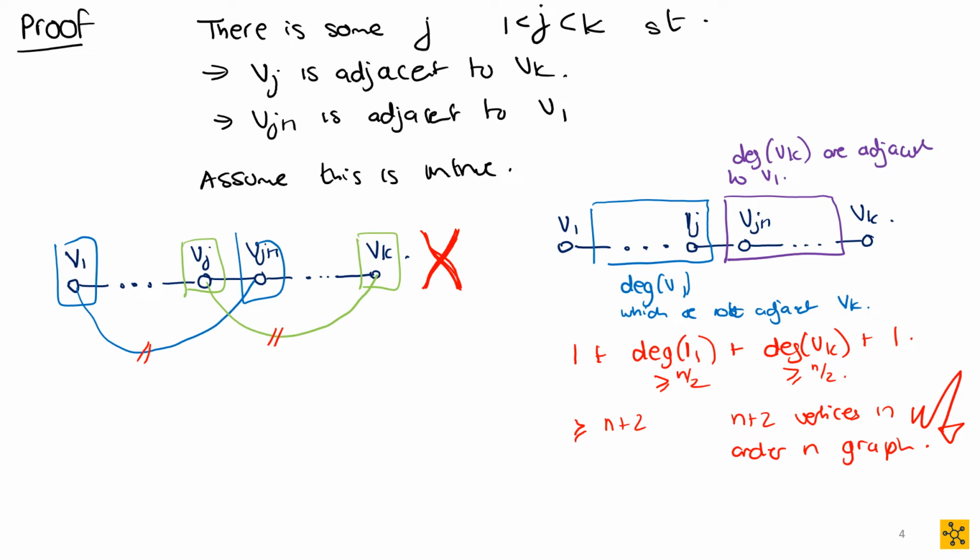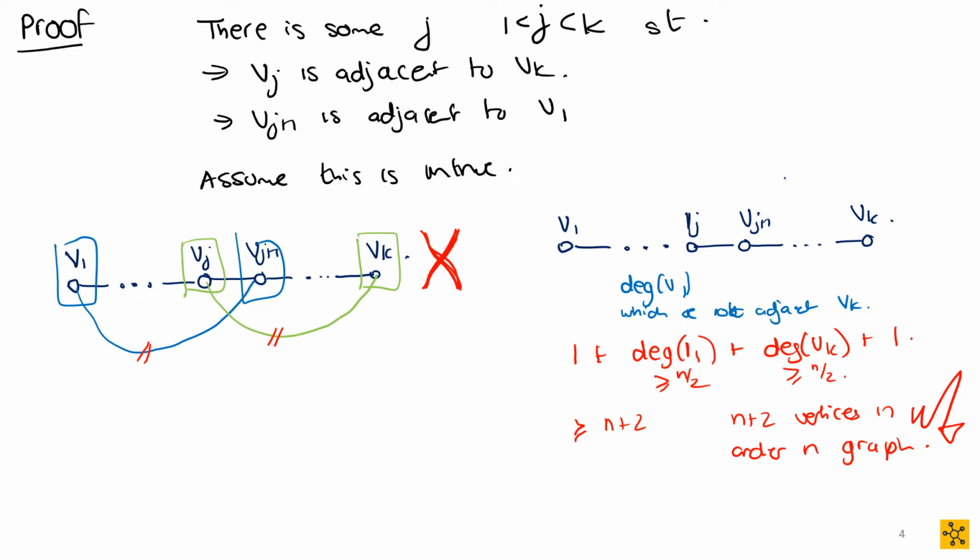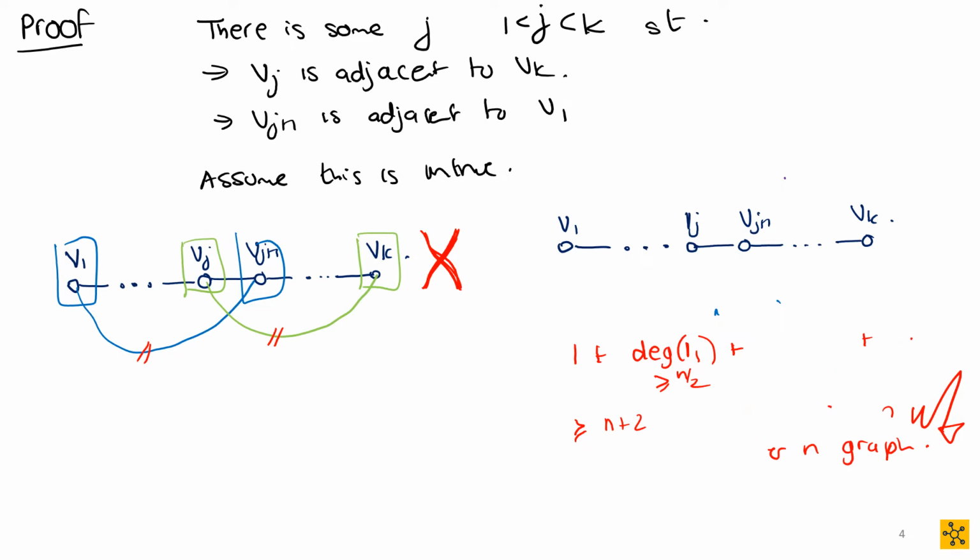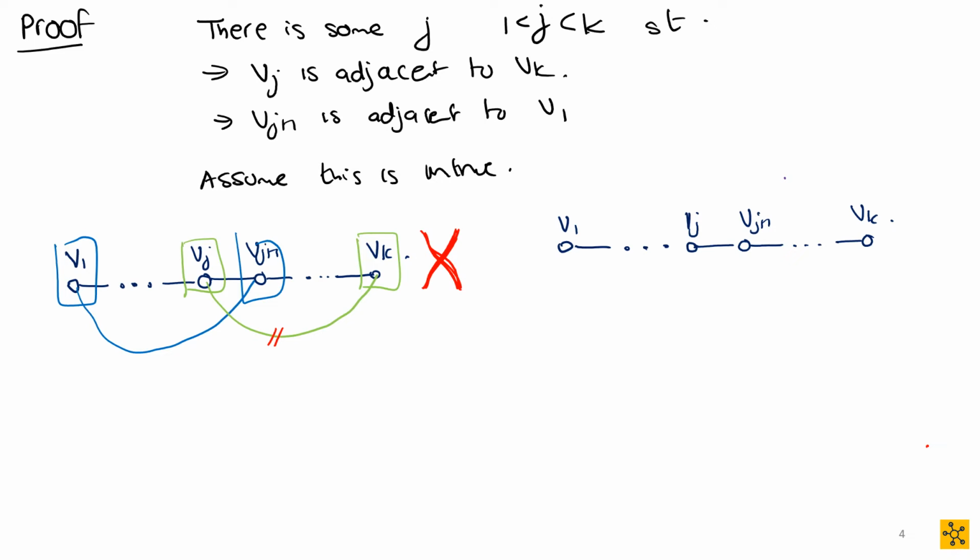So if we look at that situation, let's just rub this out so you can see it on the path. It's taking a little bit longer than expected to rub out. Okay, so we have our path, and we're no longer assuming that both of them, let's just assume that the green one does not exist, so that Vj is not adjacent to Vk.